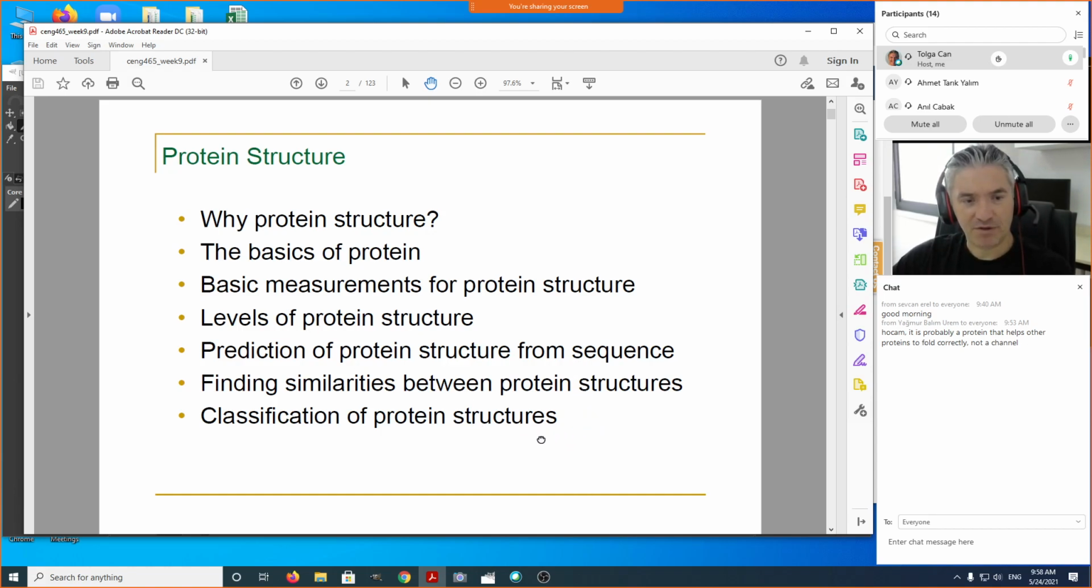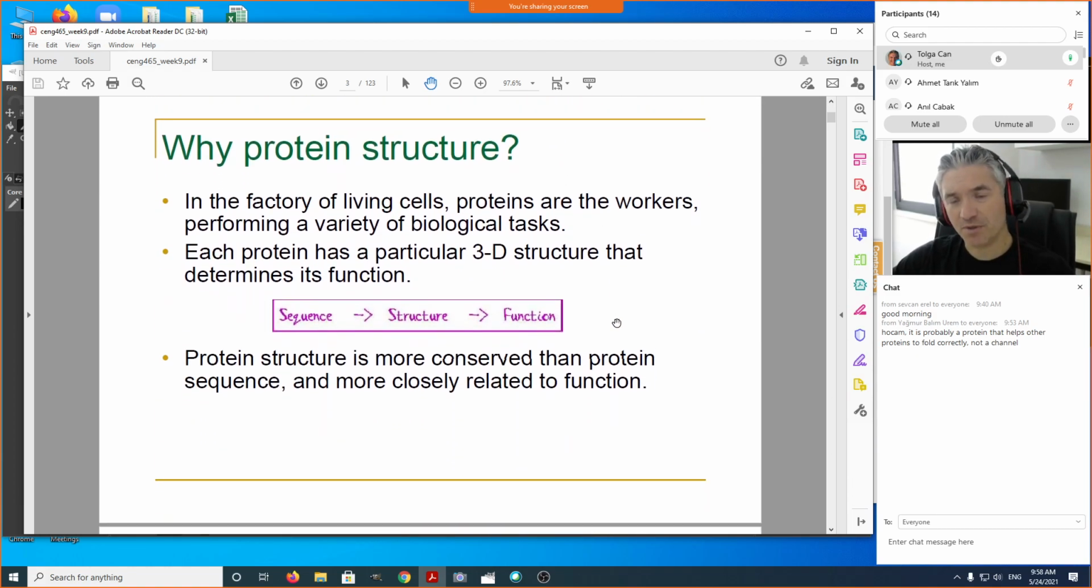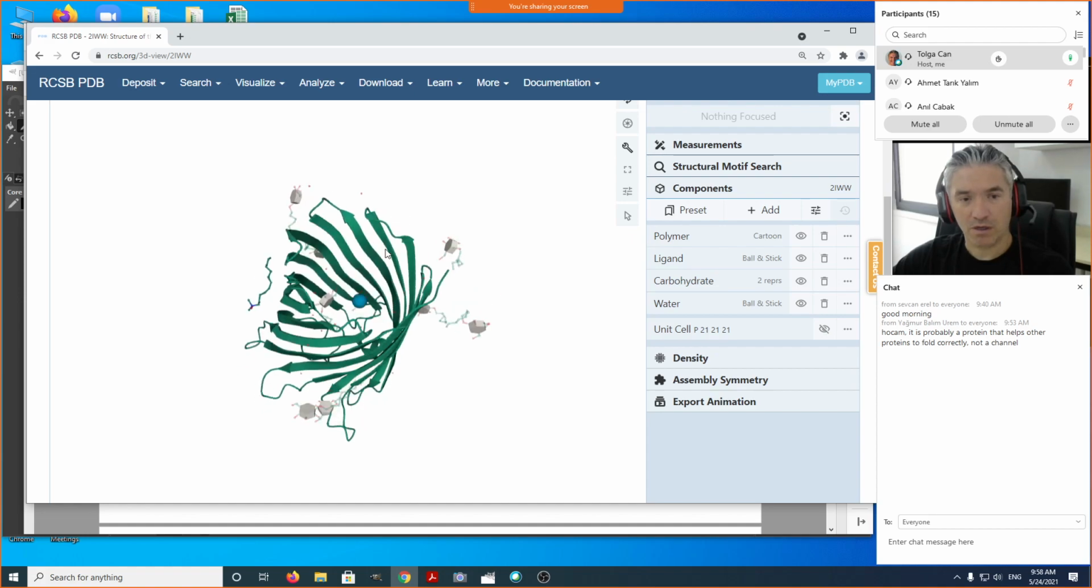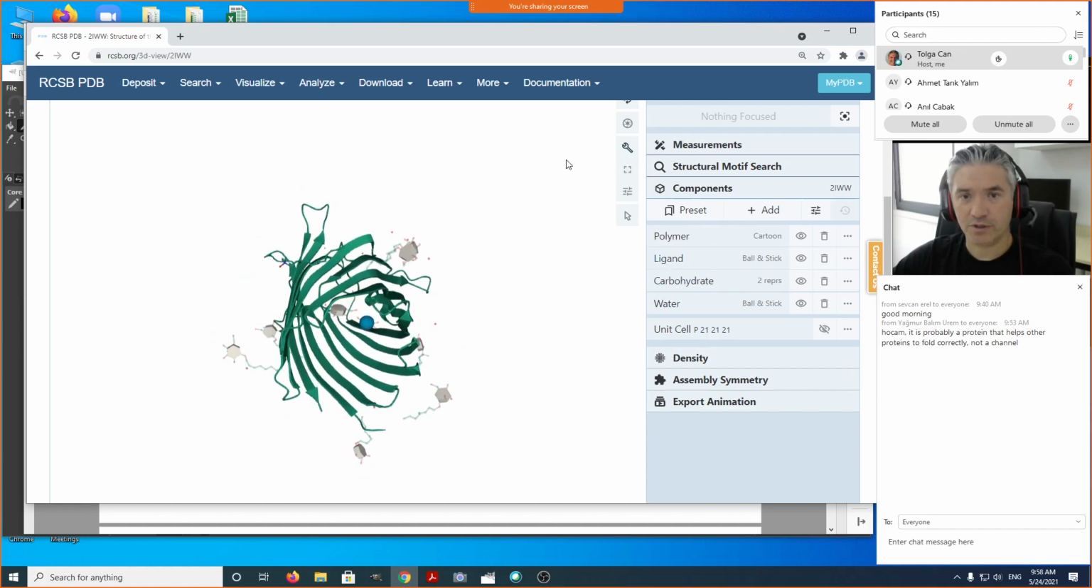I have talked about the levels of protein structure, but let's quickly go over them. So why do we study protein structure? Because as you can see, they may have many interesting, unique shapes. For example, I've just shown you one which is cylindrical. Let me show you another protein.